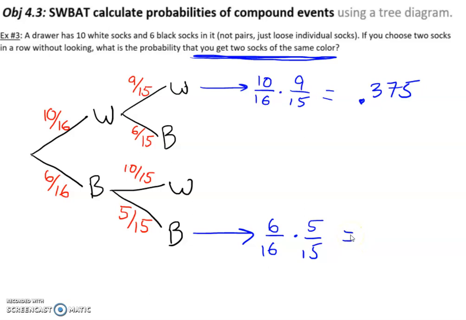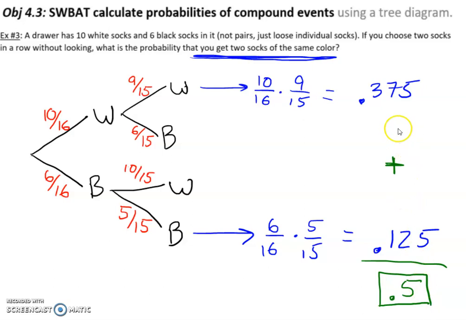So when I multiply that, I get 0.125. Again, if you don't like the way the fractions look, you could have turned these into decimals much earlier. Finally, we add these together, and we get, by coincidence, just exactly 0.5. So the probability of getting 2 socks of the same color is 50%.